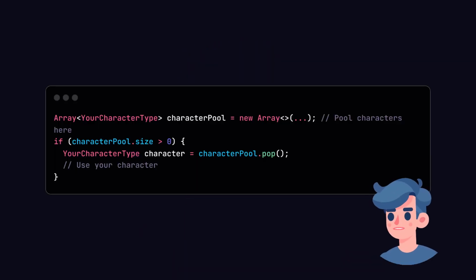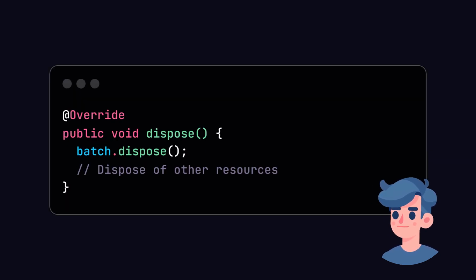Finally, remember to optimize performance. Skeletal animation can be resource-intensive depending on how many characters you have on screen at once. Use techniques like pooling for your character instances to manage memory efficiently. With pooling, you can reuse character objects instead of constantly creating and destroying them. This reduces garbage collection and keeps your game running smoothly. Finally, make sure to dispose of resources properly in the dispose method to avoid memory leaks.